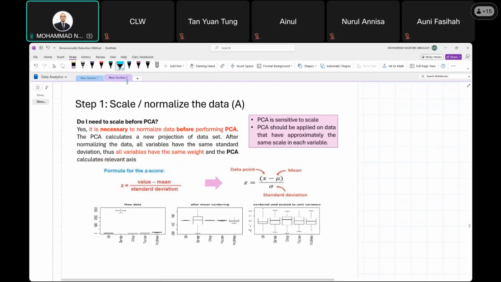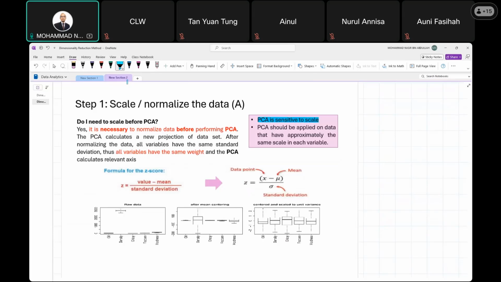So first step, normalize the data. It's necessary to normalize data before performing PCA, because if the data have different measurement units, it will introduce some bias. So all variables have the same weight in the PCA calculation. PCA is sensitive to scale and should be applied on data that have approximately the same scale for each variable.